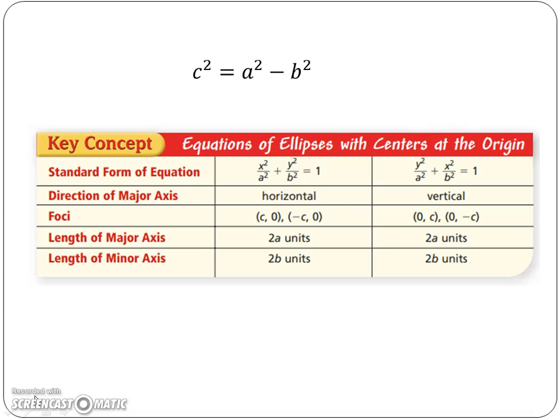It could switch, where it's x squared over a squared or y squared over a squared. The difference here is horizontal or vertical. If the major axis is x, then it's horizontal. If the major axis is y, then it's vertical. Our foci are (c, 0) and (negative c, 0) if it's horizontal, and (0, c) and (0, negative c) if vertical, where c represents the focus. c squared equals a squared minus b squared is what we're going to use to find c, or to find a or b. So let's look at an example of this.